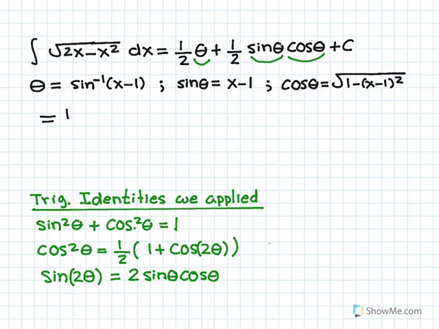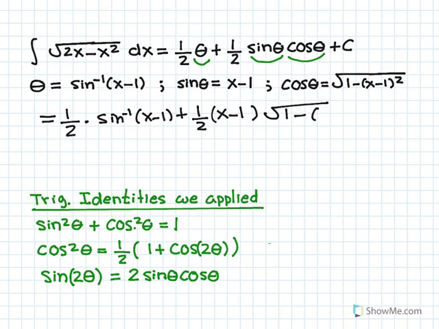That's equal to 1/2 times theta, that's arcsine of x minus 1, plus 1/2 times sine theta, that is x minus 1, times cos theta, which is the root of 1 minus (x minus 1) squared, plus c. That is the answer. We also applied some trig identities, so we applied sine squared theta plus cos squared theta equals 1. We applied a half angle identity, cos squared theta is 1/2 times 1 plus cosine 2 theta.